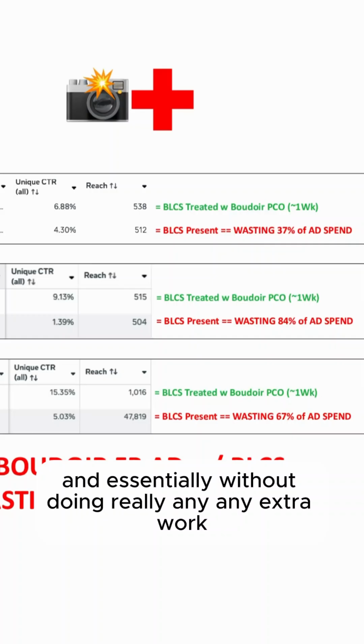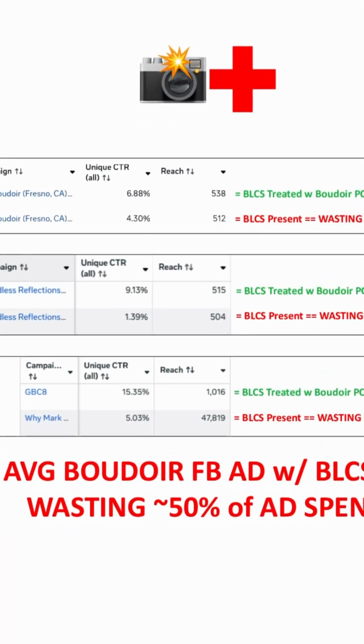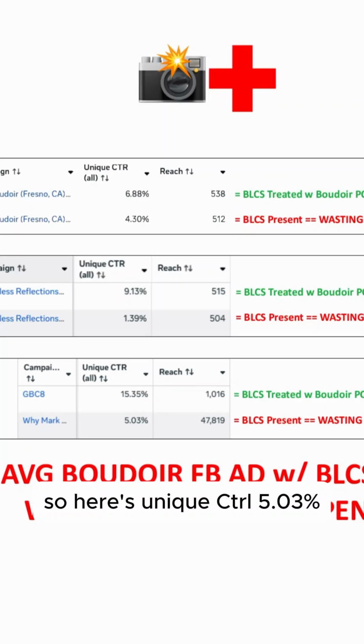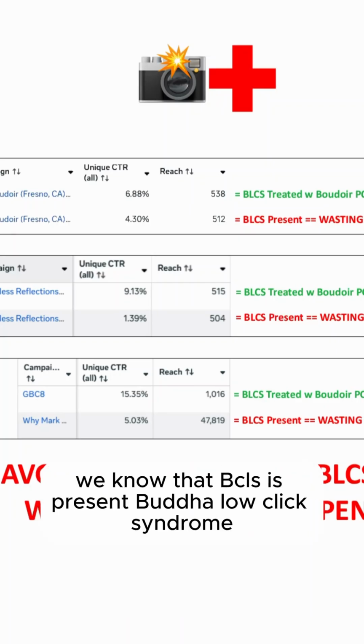And essentially, without doing really any extra work. Finally, I had a patient come through. So his unique CTRL was 5.03%. So okay, unique CTRL under 6%. We know that BLCS is present, Boudoir low click syndrome.